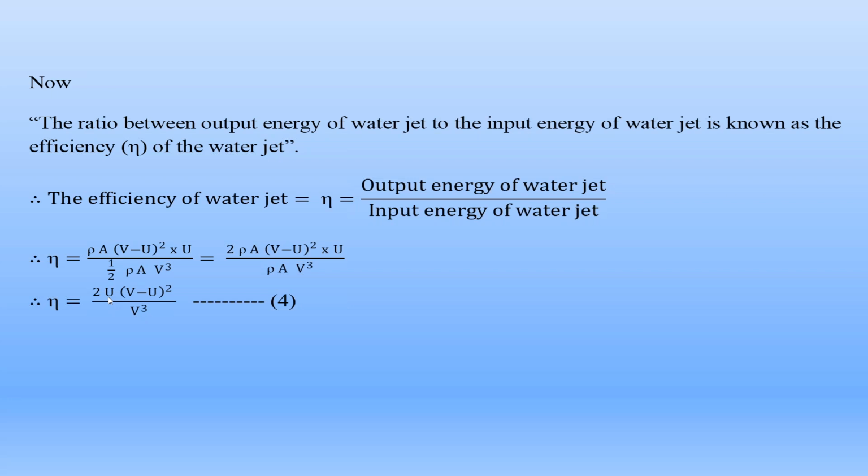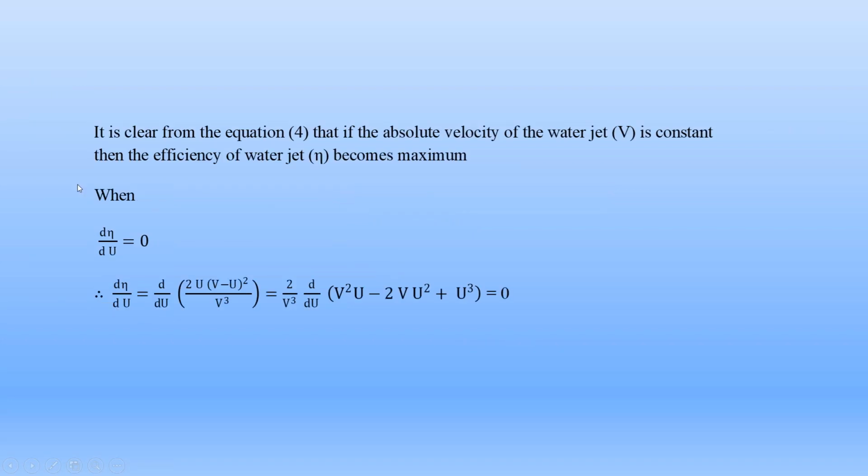So the efficiency of the water jet is maximum when d eta by du is equal to 0. That is the condition for the maximum efficiency of the water jet. The efficiency of the water jet is maximum when d eta by du is 0. Since the efficiency of the water jet eta depends on the absolute velocity of the plate u, the efficiency is maximum when d eta by du is equal to 0. Now check out this differentiation d eta by du.